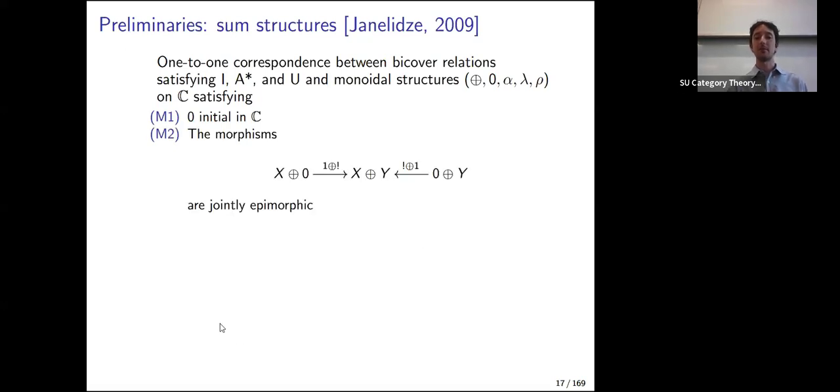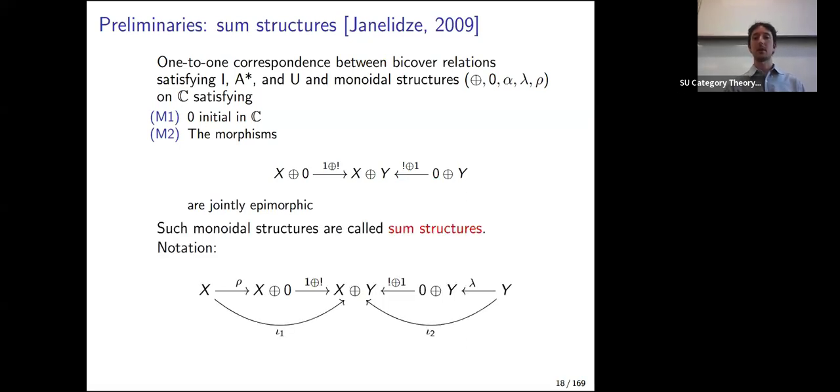And we need to have that for any objects x and y, if I take the sum of the identity on x and the initial morphism to y, and the sum of the initial morphism to x and the identity on y, I get this pair of morphisms. I require that this pair is jointly epimorphic. Okay, and if those two conditions hold, I have a sum structure. So my monoidal structure, I call a sum structure, and we have the following notation. If I append the right and left unitors onto these morphisms that are required to be jointly epimorphic, then we label these as inclusions to our sum.